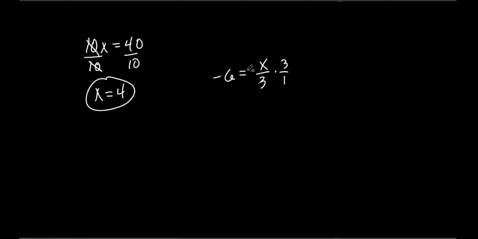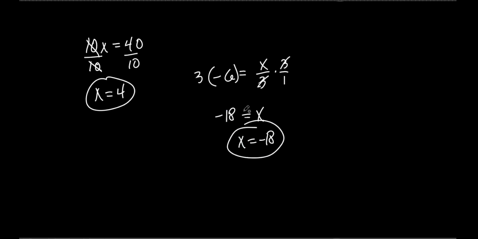So you multiply this by 3, and then you do what? Multiply that by 3. Look, those cancel out. X equals, what's 3 times negative 6? Negative 18. So you're right, x equals negative 18. And there you go.